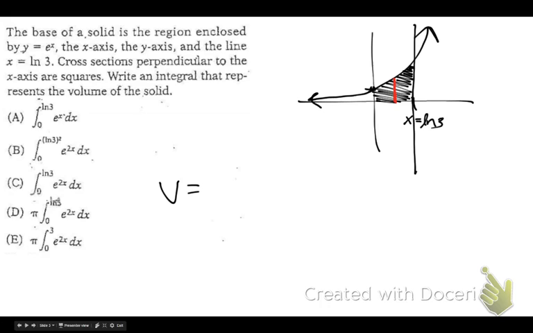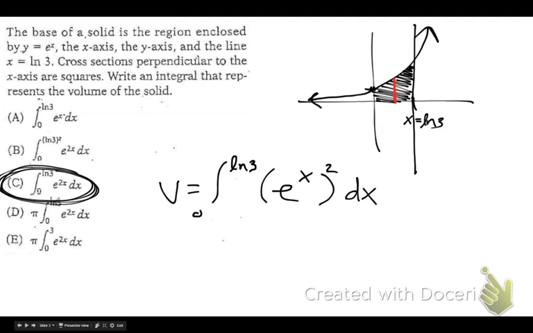So volume equals the integral from 0 to ln of 3 of the length of this line here, which is the top function minus the bottom function. So that would be e to the x minus 0, which is just e to the x. And because that's the expression that represents the length of this red line, that's one side of the square. To find the area of that square, we just square it, dx. So the integral from 0 to ln of 3 of e to the x squared dx is the same thing as answer choice C.